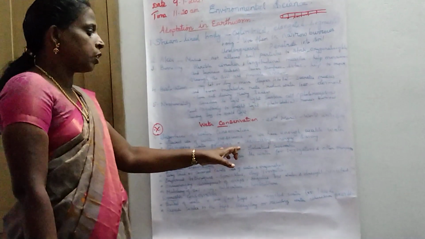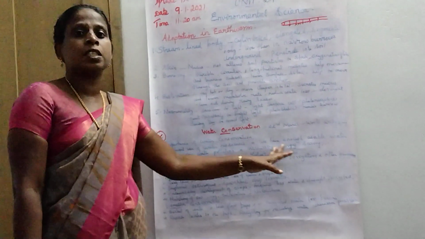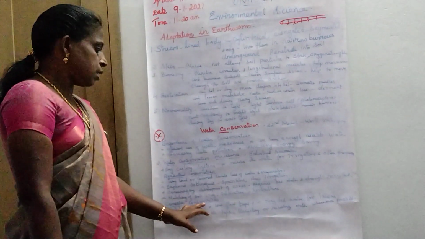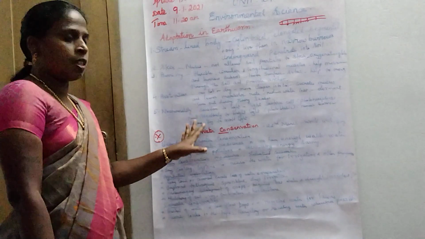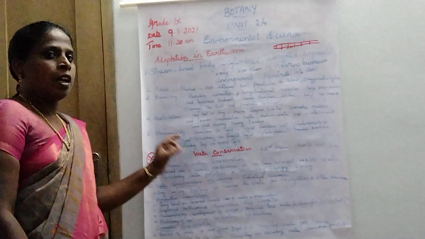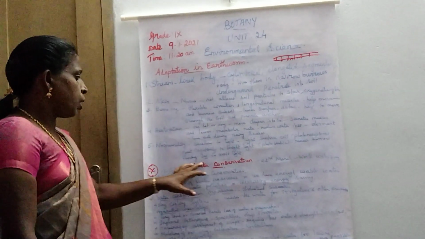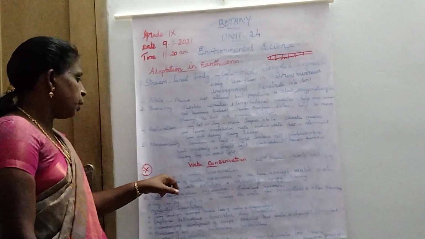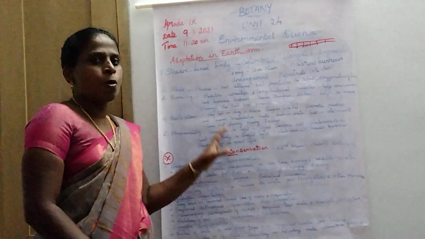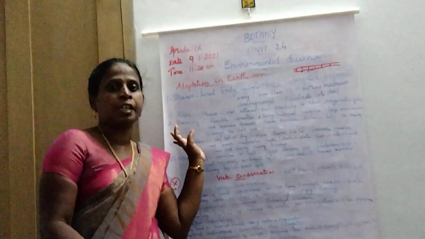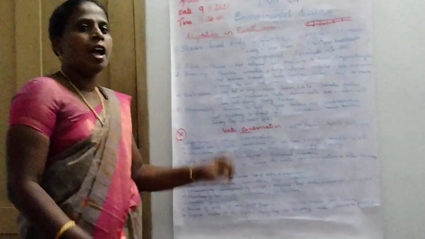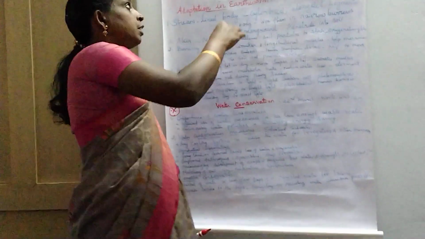So water conservation methods are of three types: industrial conservation, agricultural conservation and domestic conservation. In that way we can conserve the water. Have you understood? In water conservation we have learned about the importance of water conservation and water conservation methods. Water conservation methods have three types. They are industrial conservation, domestic conservation and agricultural conservation.